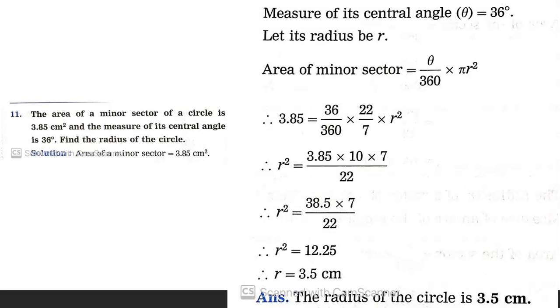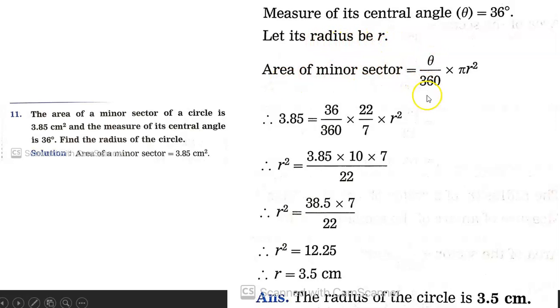Question number 11. The area of a minor sector of a circle is 3.85 centimeters square and the measure of its central angle is 36 degrees. Find the radius of the circle. Now according to the given information, the area of the minor sector is 3.85 centimeters square. The measure of its central angle theta is 36 degrees. So let its radius be r.